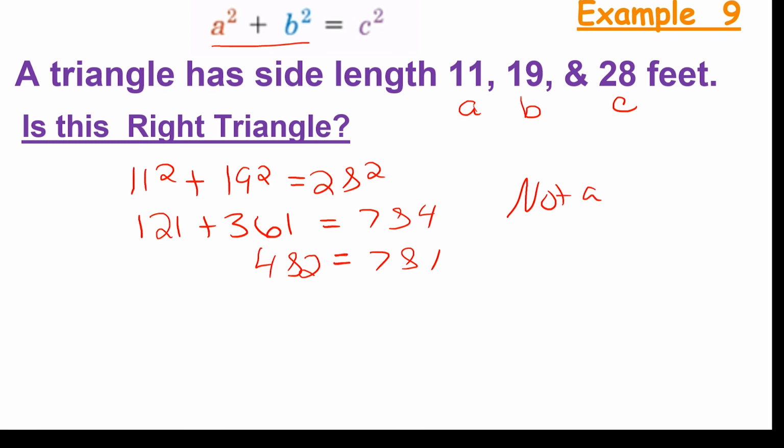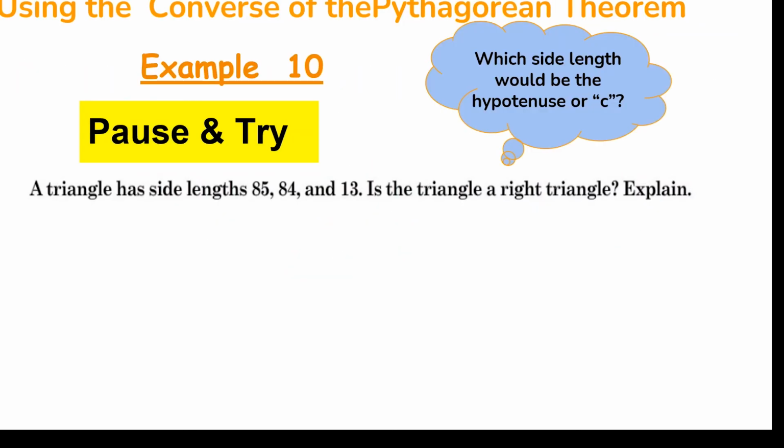Okay, so for this example, I'd like for you to try this problem on your own. It says a triangle has side lengths 85, 84, and 13. Is the triangle a right triangle? And explain. So go ahead and pause the video and try this problem on your own.